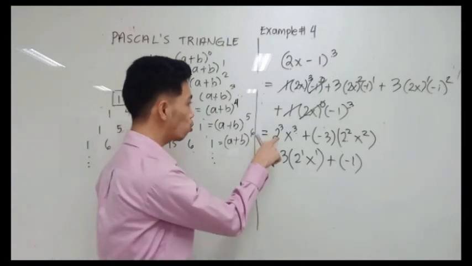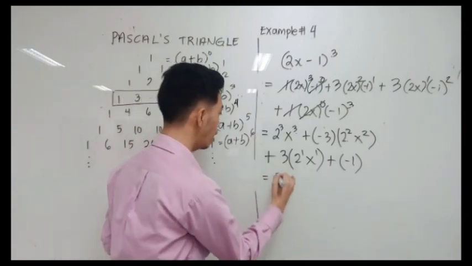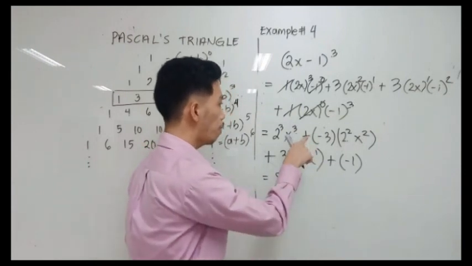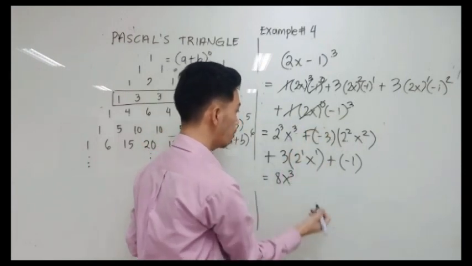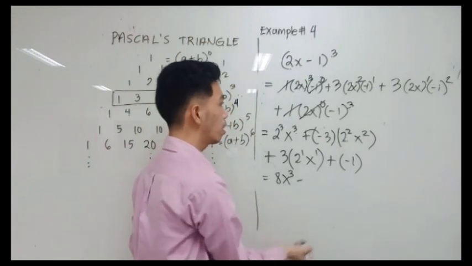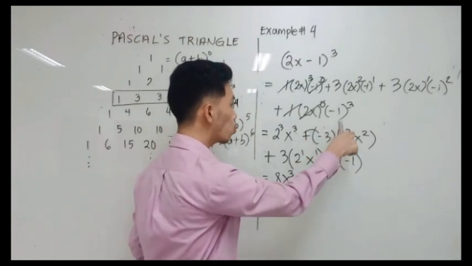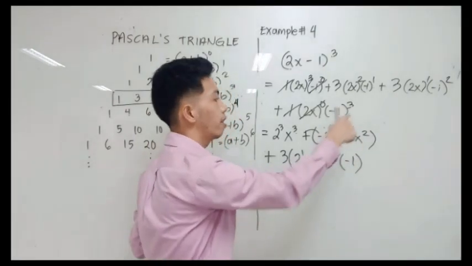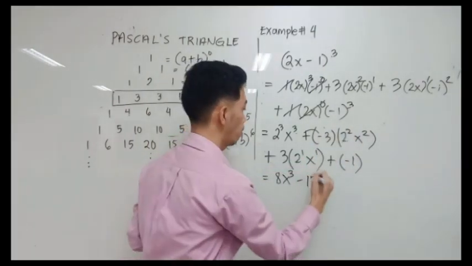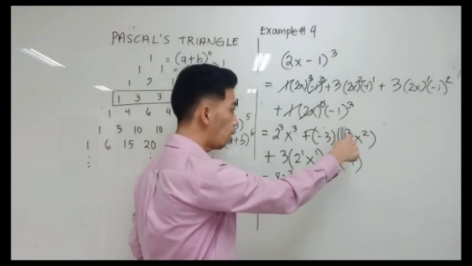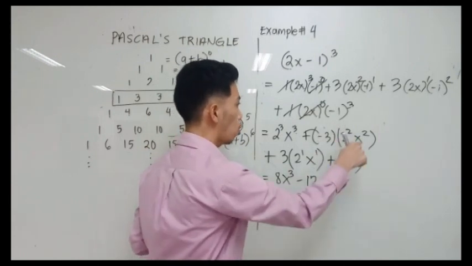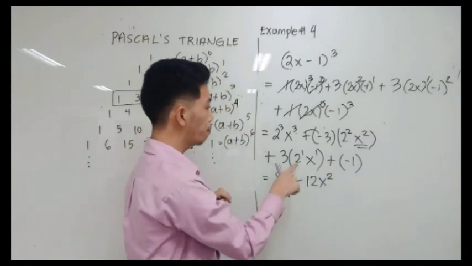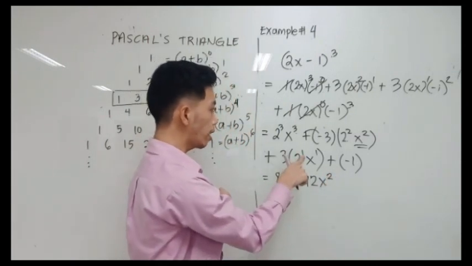So, to simplify that, 2 raised to 3 will give us 8. And then copy si x cube. Okay? So, a positive times negative is negative. So, minus ang gagamitin mo. Okay? 3 times 2 squared. 2 squared muna. 2 squared is equal to 4. Times 3 is 12. Okay? Copy din si x squared. And then you have 2 raised to 1 is 2.